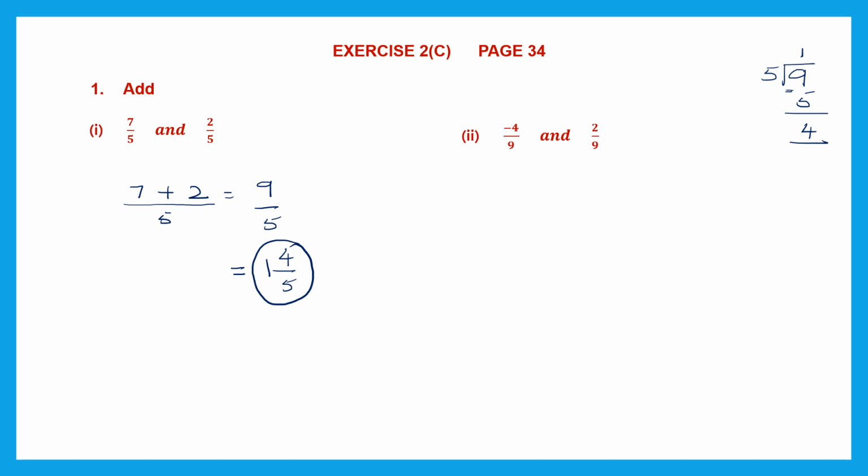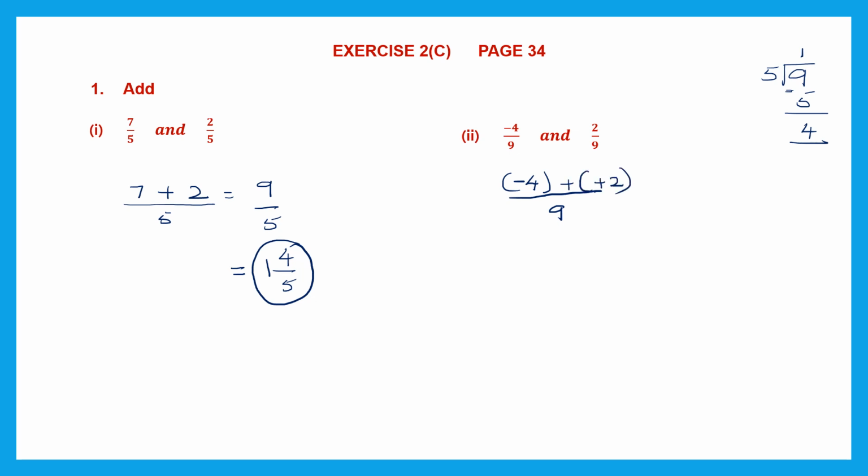Let's go to the next one. So here also, let's have a look at the denominators. Denominators are the same. When denominators are the same, we just have to look at the numerators, and since it is addition, we just have to add the numerators. So let's do that now. So our denominator is 9, so that is going to be the common denominator, and we're going to add minus 4 plus 2, that is plus 2.